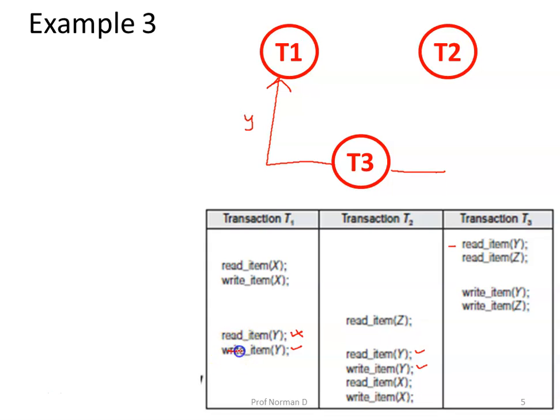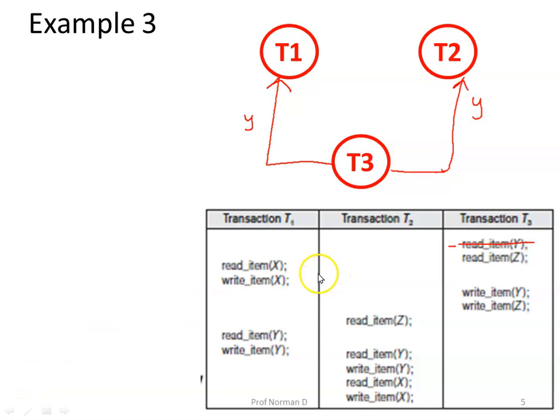So we are done with this. Then read item Y and read item Y, there is no conflict. Read item Y and write item Y of T2, there is a conflict. So T3 to T2 on data item Y, we draw an edge. So we are done with the first instruction over here.